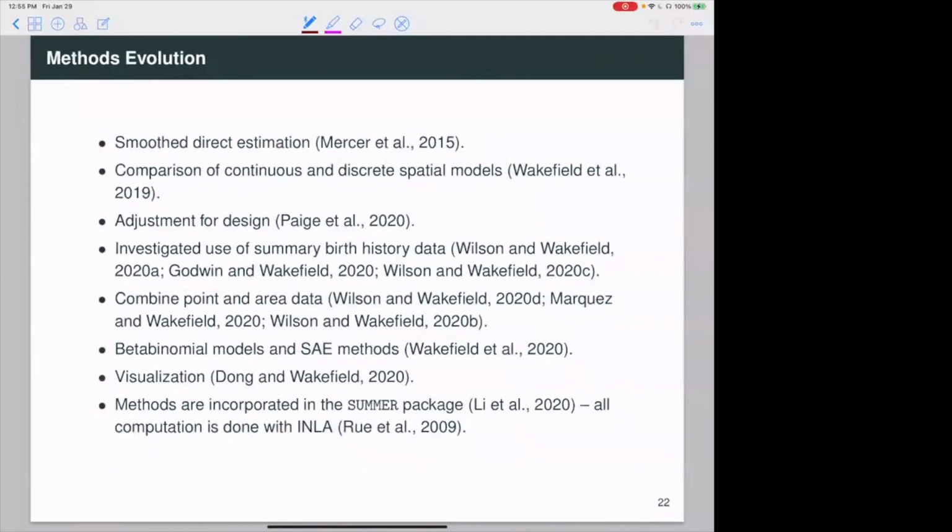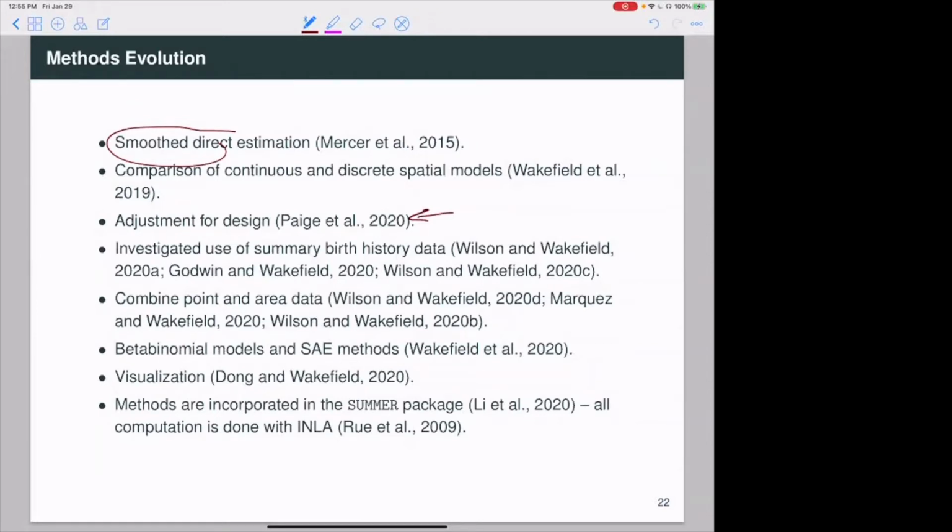This just shows how the methods went. We started very simply with these smooth direct estimators. So they're basically Fay-Herriot models, for those of you who know these things. It's just a particular space-time version of those. And then we went through comparing continuous and discrete spatial models, and adjustments for the design. So this paper came out within the last couple of months. This was just showing how we could recover the weighted analyses if we were careful about how we did the adjustments.